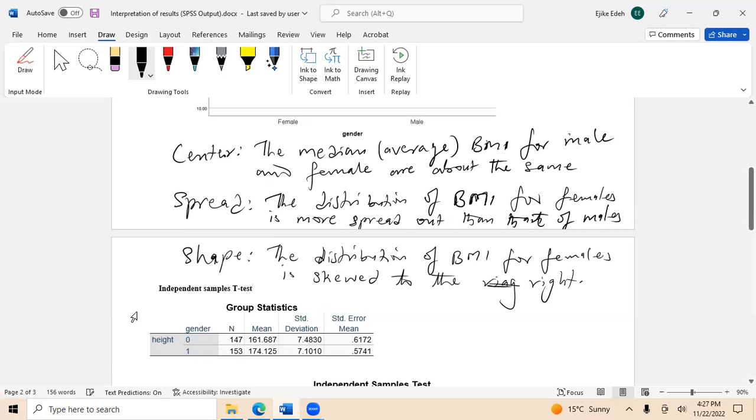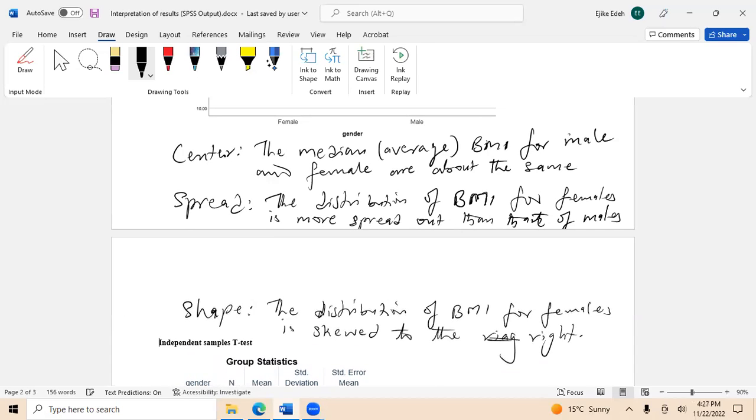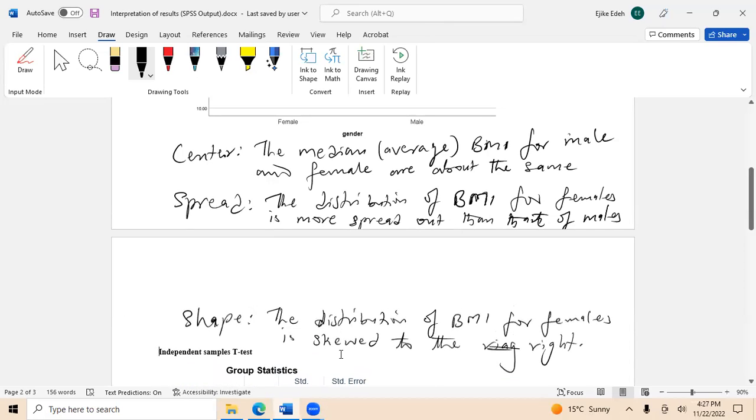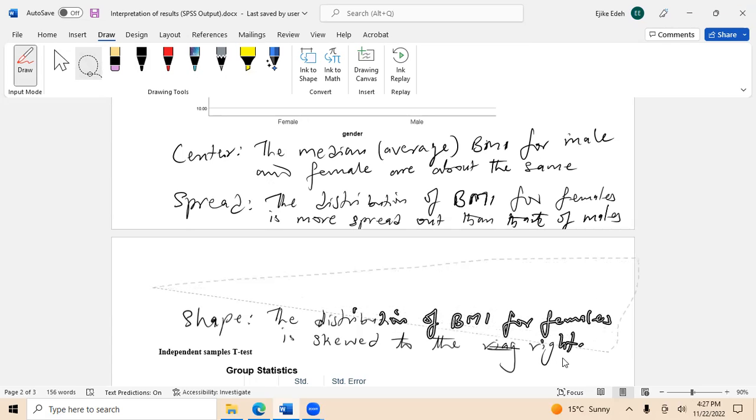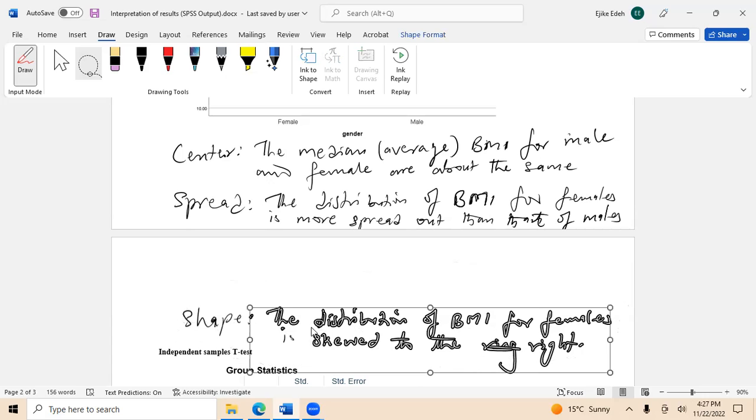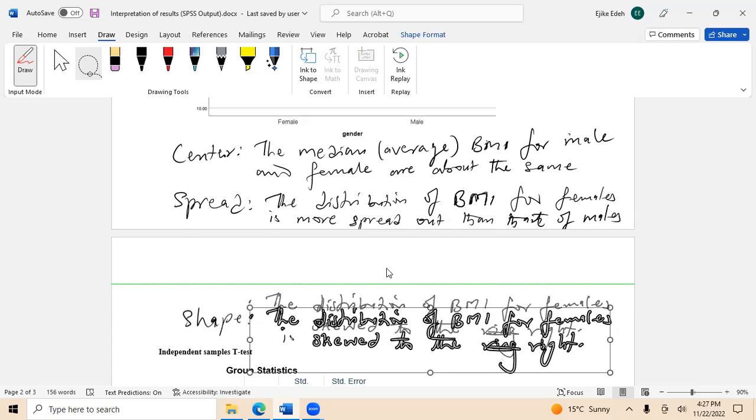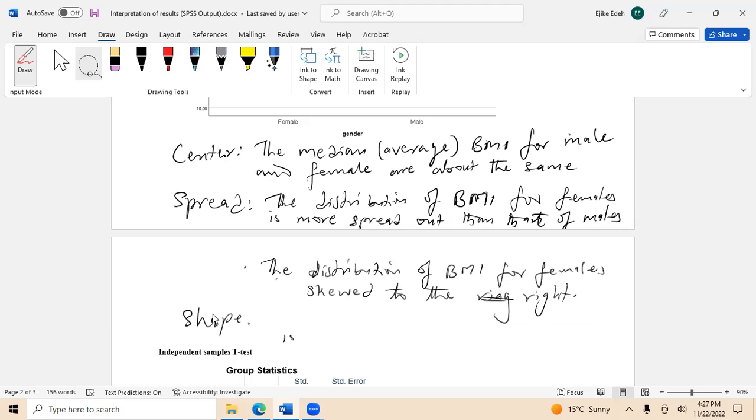Okay, so that is a simple way to interpret your graph. Again, when you are doing data analysis, the first thing you do is descriptive statistics. And out of all the descriptive statistics, the box plot is a common one. There's also the histogram, and there could be a pie chart or bar chart. But we've just explained how to interpret this after you've conducted your analysis. This is a simple interpretation.